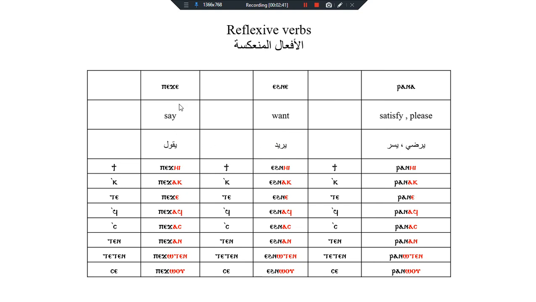And with the verb peji, it means to say: peji, pejak, peje, pejaf, pejas, pejan, pejoten, pejou. And with the verb ehne, it means to want: ti ehne, ek ehnak, te ehne, ef ehnaf, es ehnas, tin ehnan, tetin ehnoten, se ehnou.